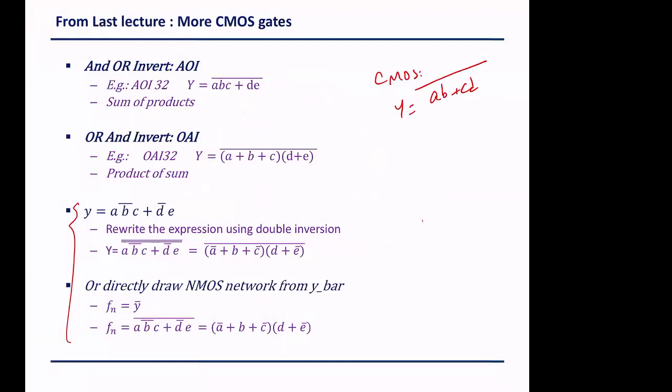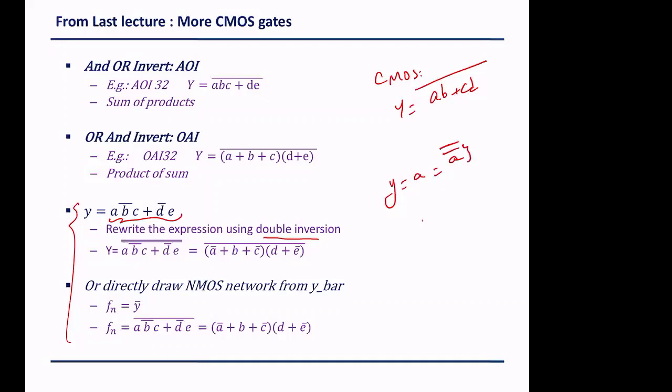So this expression does not have a big bar on top of it. What this means is that I will end up with needing to invert some of the inputs. We have 2 options. The first option is to rewrite the expression using double inversion. So if I have y equal a, I can always write it as a bar bar, right?